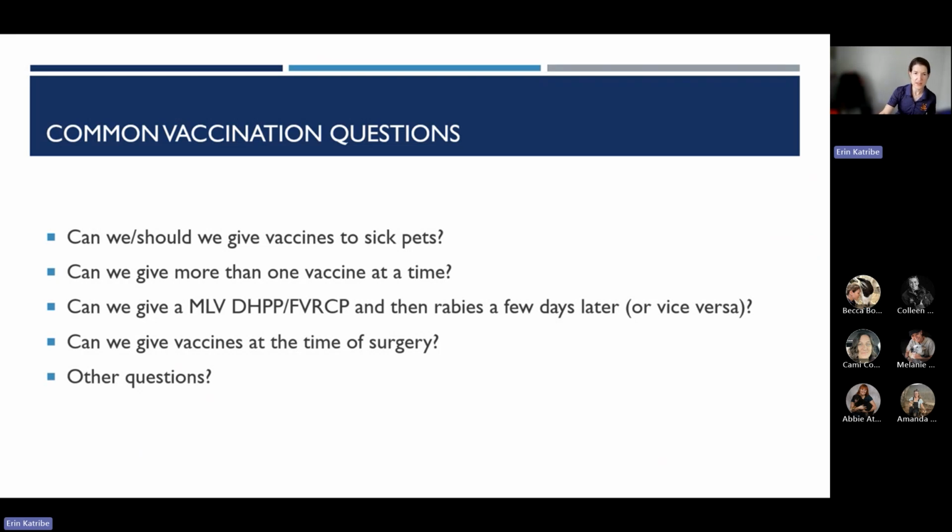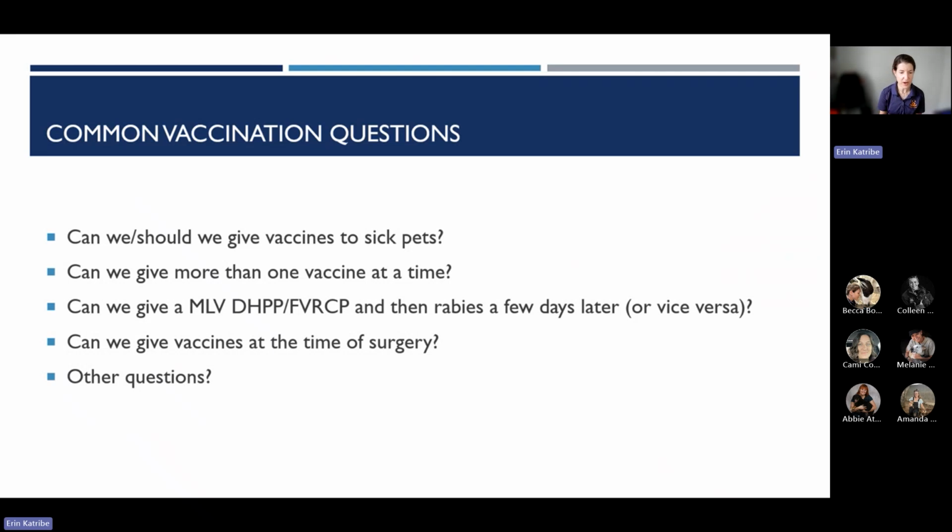Some common vaccine questions, things that come up. The answers to these questions may be different than general practice. Can we or should we give vaccines to sick pets? We address that. The answer is essentially yes, we do want to vaccinate. What I would hate is for them to get a vaccine preventable disease on top of whatever illness they already have. Can we give more than one vaccine at a time? And the answer is yes, absolutely.